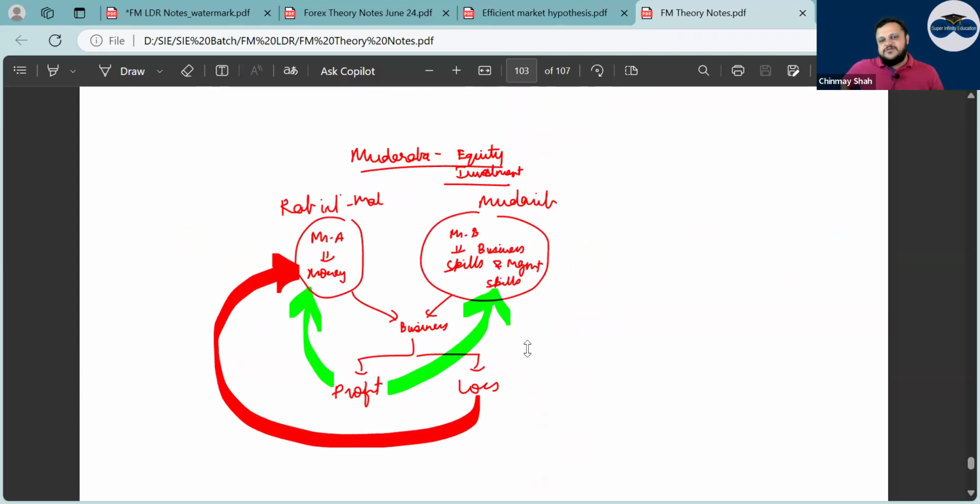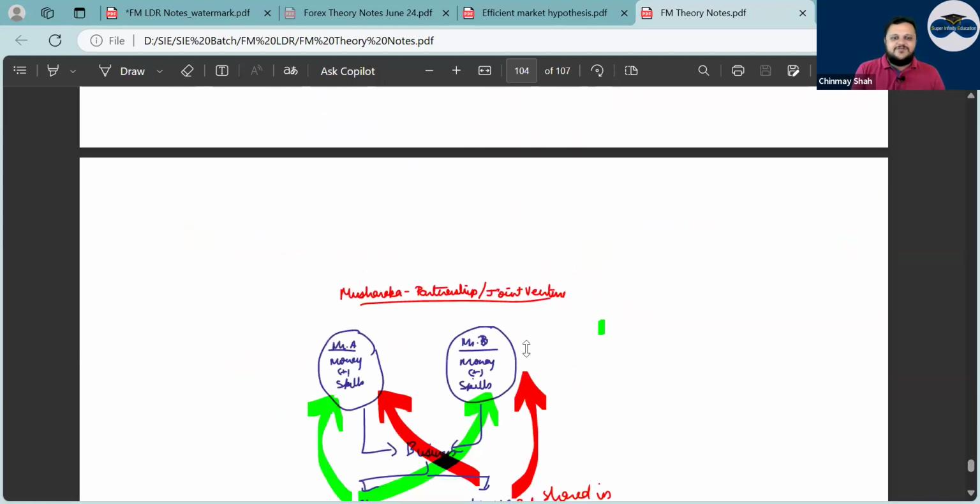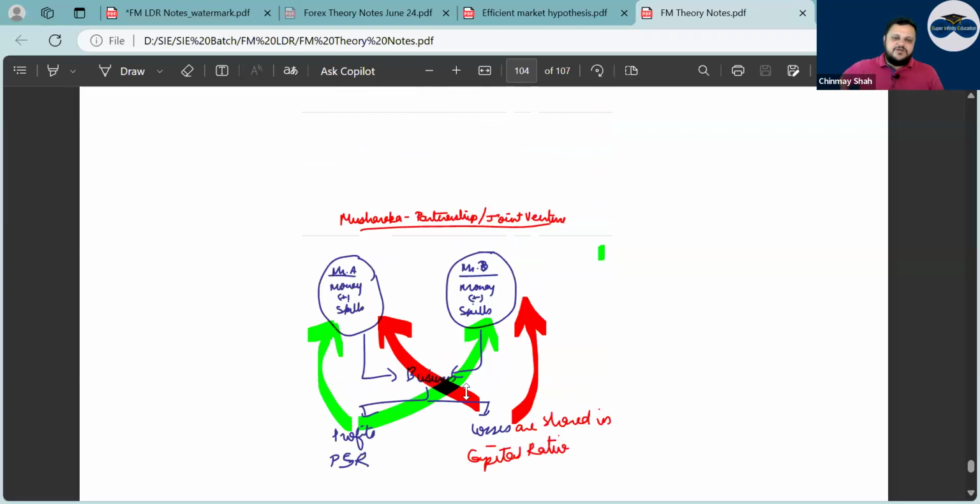If there is a profit, it will be shared in PSR between Rabul Mal and Mudarib, correct? But if there is a loss, only Rabul Mal, or Mr. A who provided the money, will own the loss, right? He will cry, oh Rabba, I have lost my money. Sorry, but this is how you remember it.